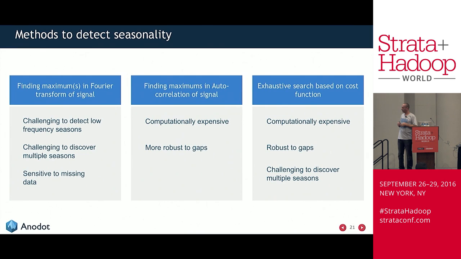There is another technique that is more robust to these gaps, which is autocorrelation techniques. Their disadvantage is that they're computationally expensive, they're n squared. And if you're going to compute that at large scale on billions of metrics, you're going to have a hard time doing it. And there is another technique that creates some cost function of what is a season and exhaustively searches for seasons. It's a lot more robust to gaps, but it is again challenging to discover multiple seasons. From our experience, the best way is to use the autocorrelation of signals, but then you have to do a lot of tricks to make it fast if you really want to apply it on many, many metrics.